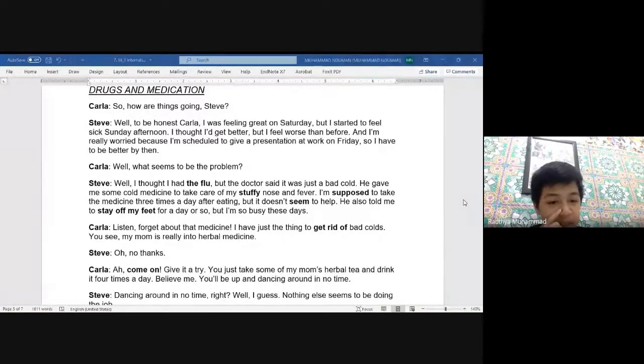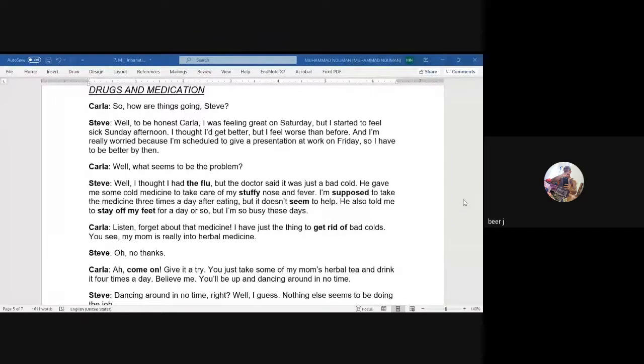Well, what seems to be the problem? Well, I thought I had a flu, but the doctor said it was just a bad cold. He gave me some cold medicine to take care of my stuffy nose and fever. I'm supposed to take the medicine 3 times a day after eating, but it doesn't seem to help. He also told me to stay off my feet for a day or so, but I'm so busy these days.